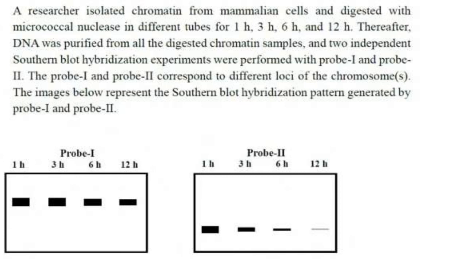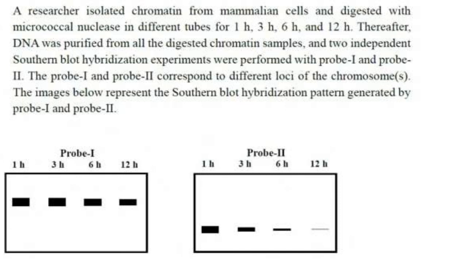Then next one. A researcher isolated chromatin from mammalian cells and digested with micrococcal nuclease in different tubes for 1 hour, 3 hours, 6 hours and 12 hours. So what is micrococcal nuclease? It is an exoendonuclease and can digest DNA and RNA. Thereafter, DNA was purified from all the digested chromatin samples and 2 independent southern blot hybridization experiments were performed with probe 1 and probe 2.